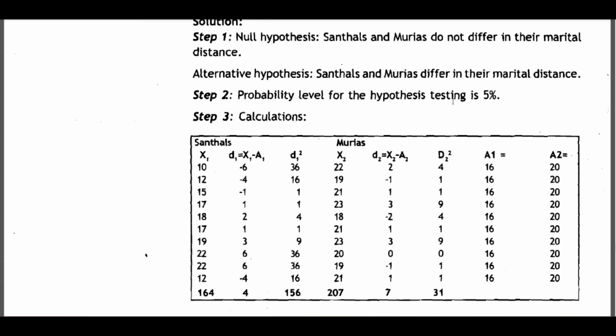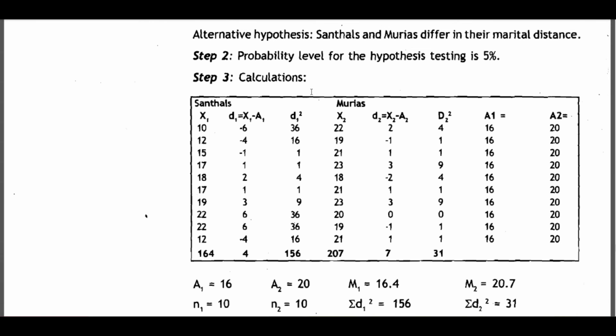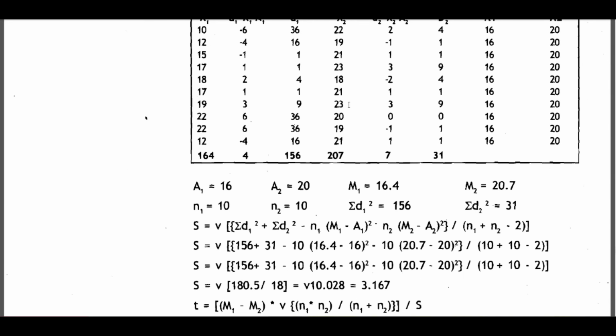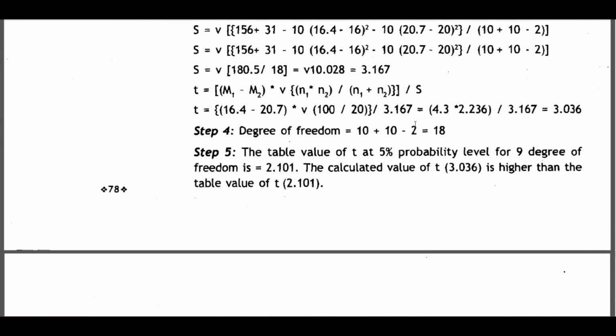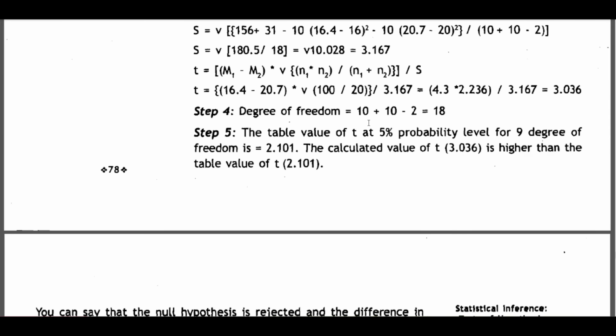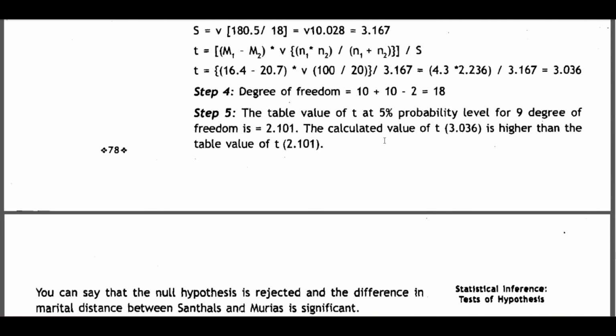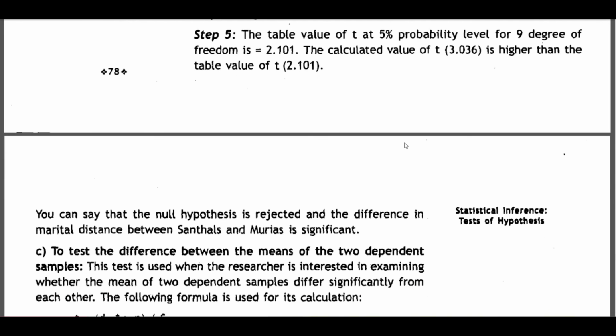The probability level for the hypothesis testing is 5%, and the calculation is done as in the table. Then we get the t value as 3.036. The degree of freedom here is 10 plus 10 minus 2, which is 18. The table value at the 5% probability level for 18 degrees of freedom is 2.101. The calculated value of t is higher than the table value of t.